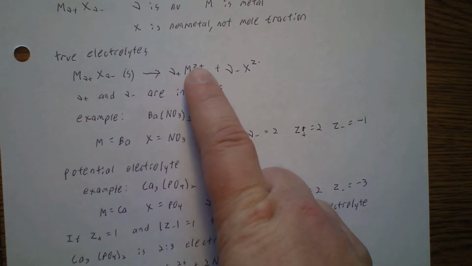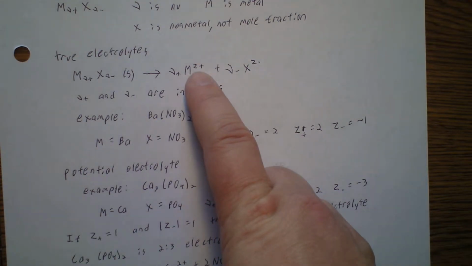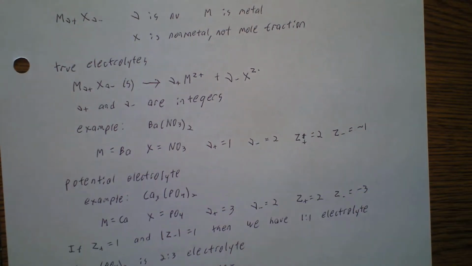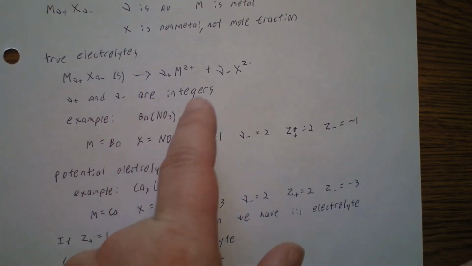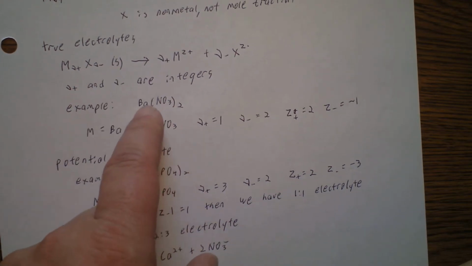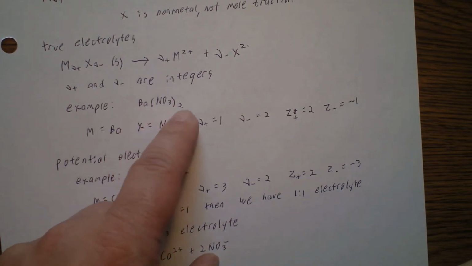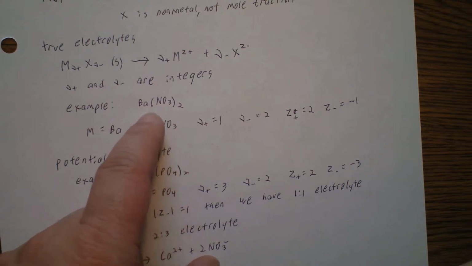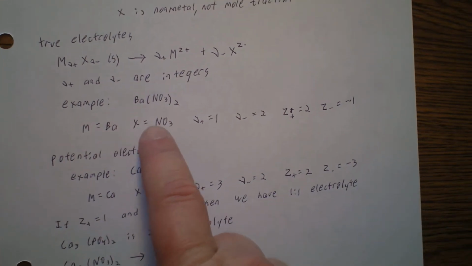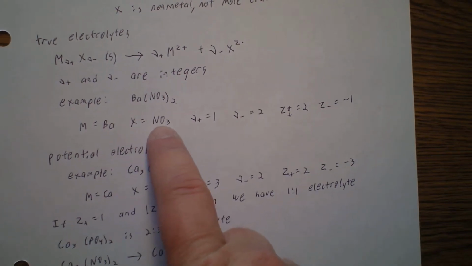And then it's going to have a charge. The metal will have the Z plus charge, and the non-metal will have the Z minus charge. So the nu plus and nu minus are obviously integers, and those are, like I said, the subscripts. For example, let's say we have barium nitrate. Notice there are 2 nitrate ions for each barium. So our metal here is barium. The non-metal here is the nitrate ion.